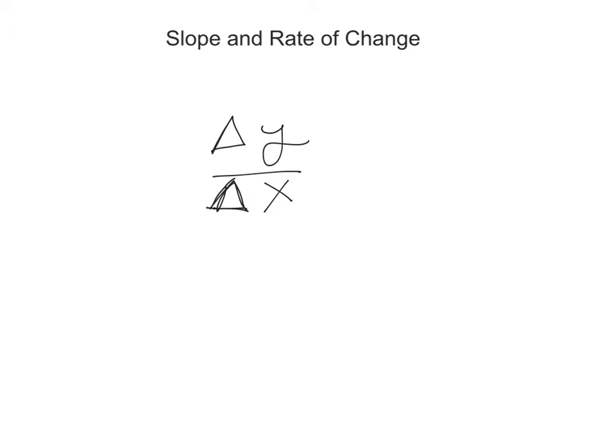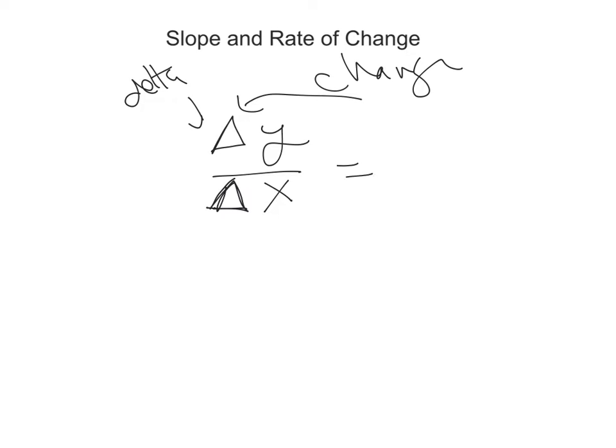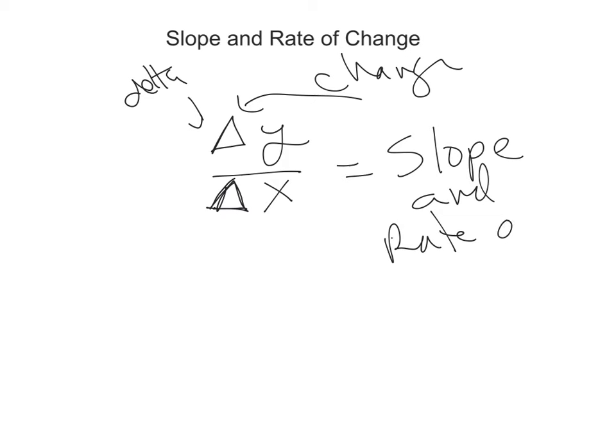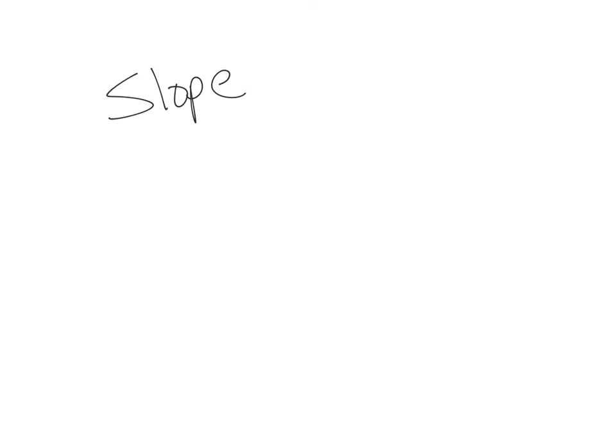In this case, remember that this triangle here is delta, and it refers to change. So delta y over delta x, or change in y over change in x, is slope, and you can also refer to it as rate of change. Slope most correctly refers to the angle a line makes on a graph.